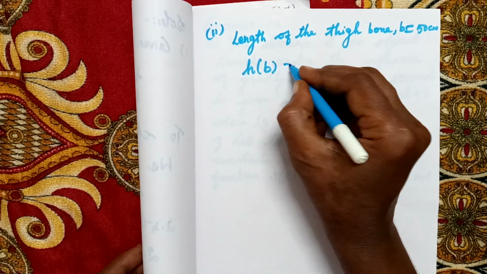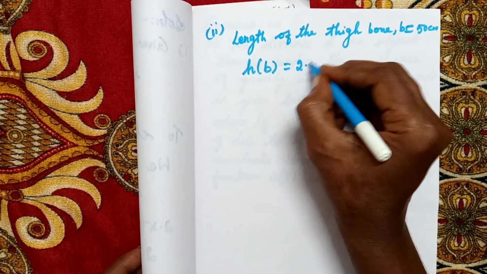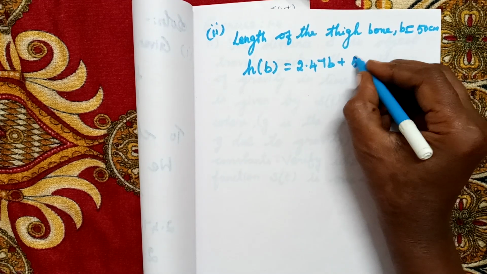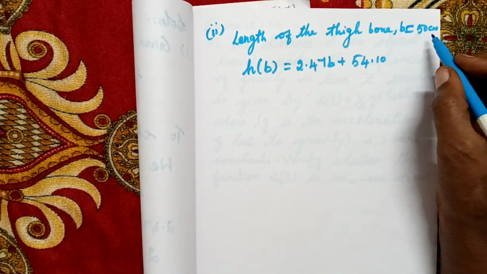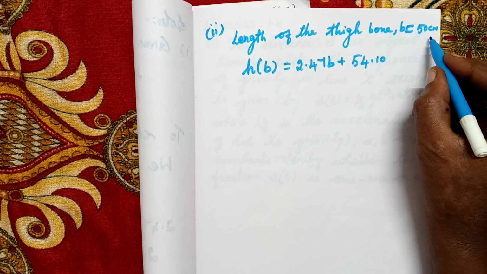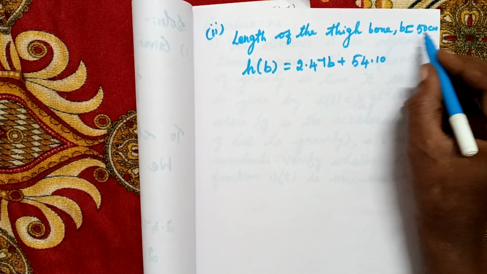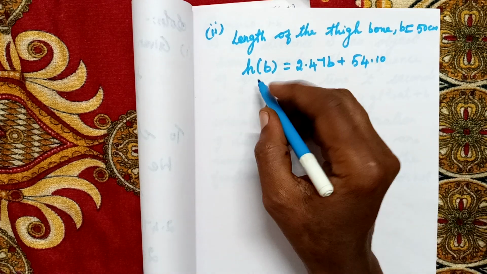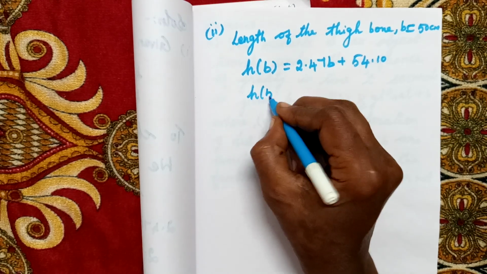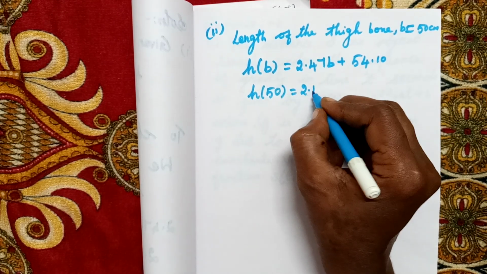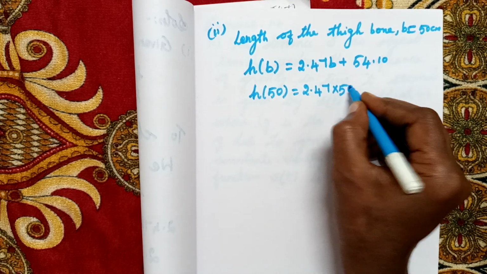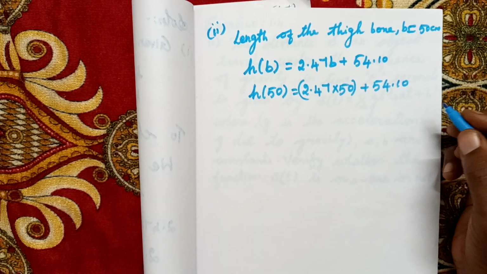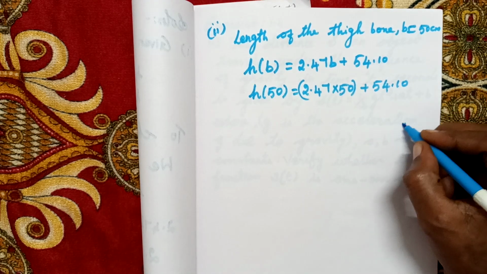h of b is equal to, what is the given function? 2.47b plus 54.10. Here h of 50 we have to find out. The length of the thigh bone b is equal to 50 centimeter, and we have to find the height of a person. So h of 50 is equal to 2.47 into 50 plus 54.10. Now when we are multiplying, what will we get?